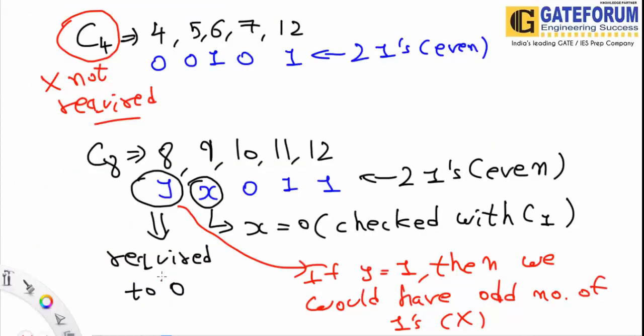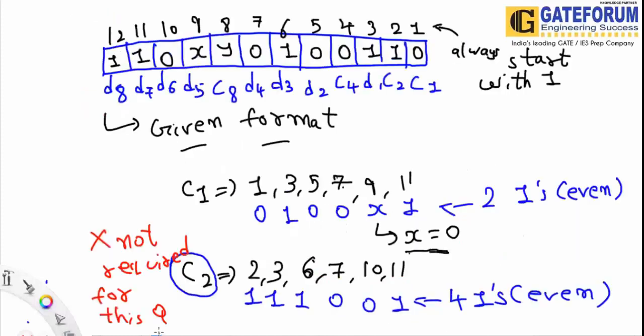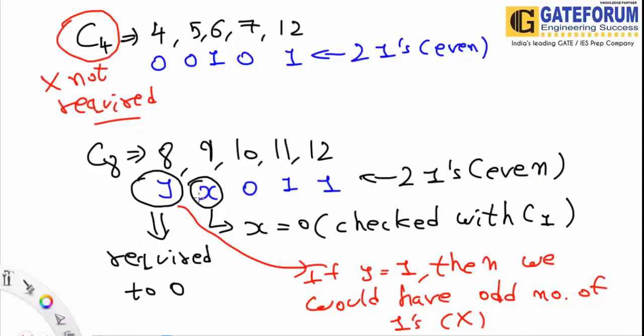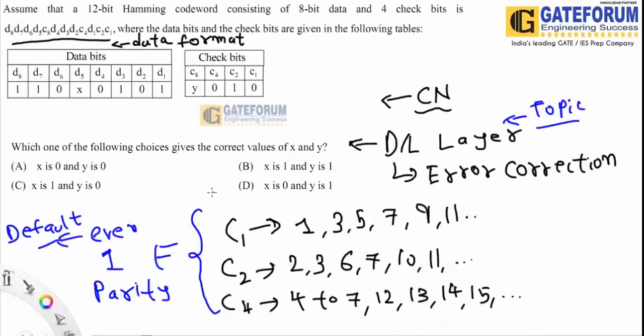So that's why the value of y is required to be 0 and the value of x is also required to be 0, because of C1. In C1 we already have two ones, so x is required to be 0. The same 0 we applied here, so in this scenario we get two zeros and two ones, and the value of y has to be 0 to match the even parity. So your answer would specifically be x is 0 and y is 0.